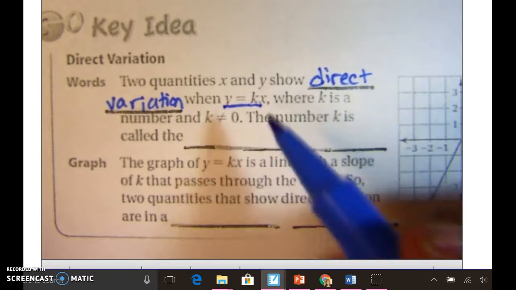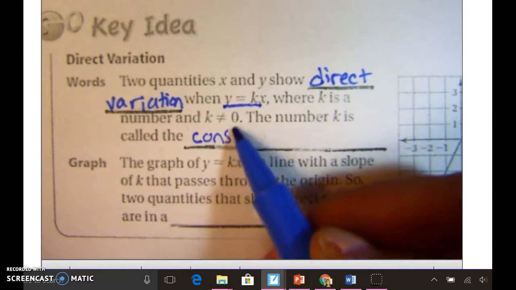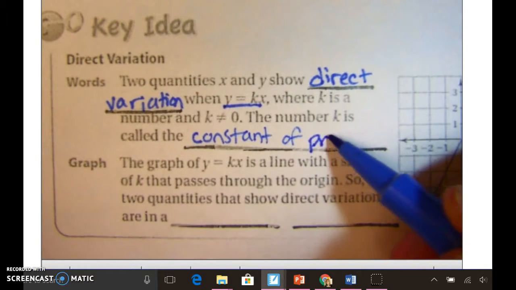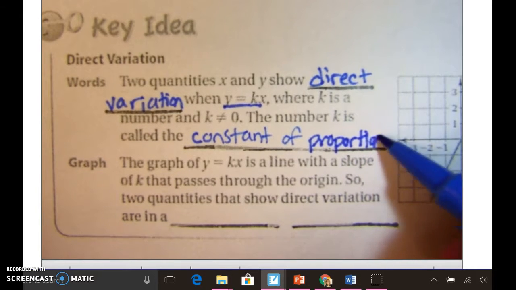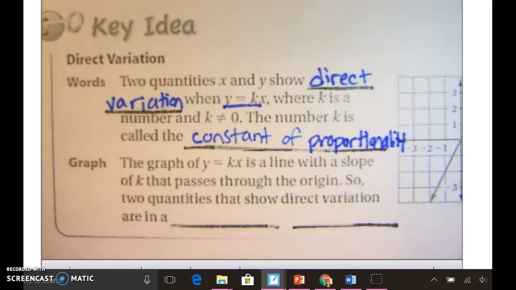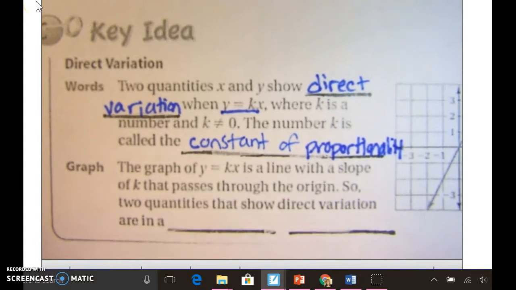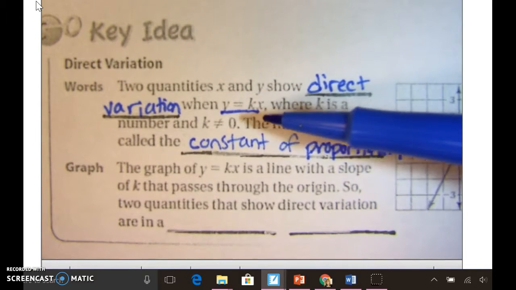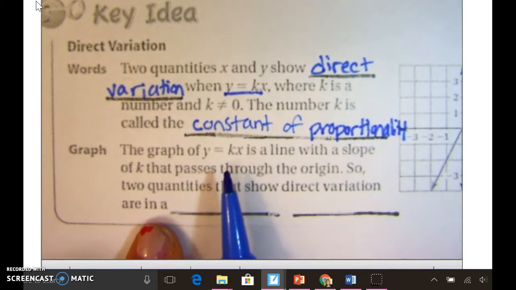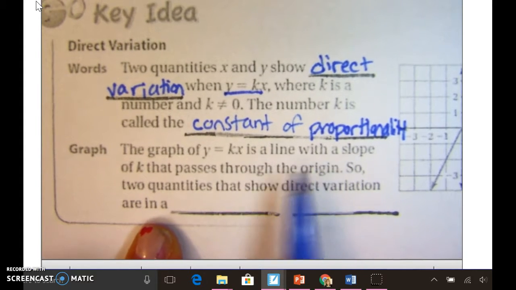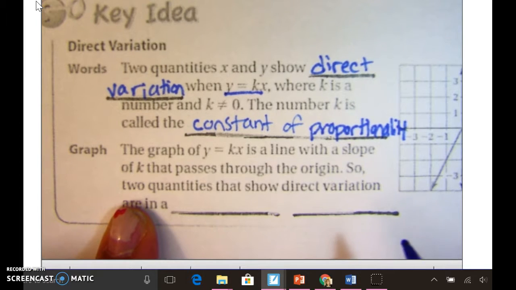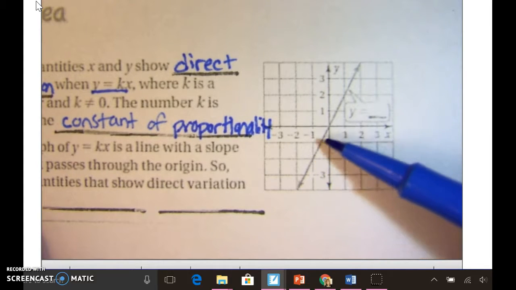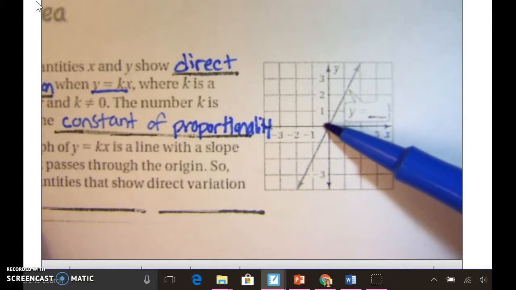The number k is called the constant of proportionality. Okay, so that basically means that x and y have the relationship that they are changing at a constant rate of k. So the graph of y equals kx is a line with a slope of k that passes through the origin. So basically, it's going to continue changing with that constant k, and it's going to go through the origin. The origin is 0, 0.